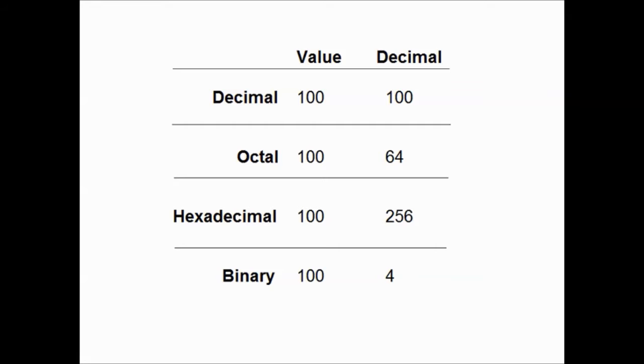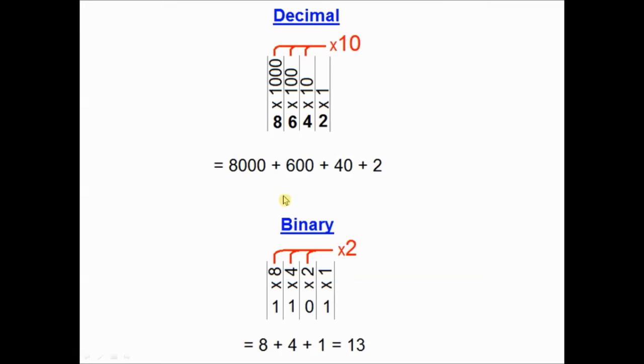And on the other side of that coin, every number system has values, and any one of those values can be converted into its decimal value. So 100 in octal is 64 in decimal, 256 if it came from hexadecimal, and 100 in binary converts to a whopping 4.